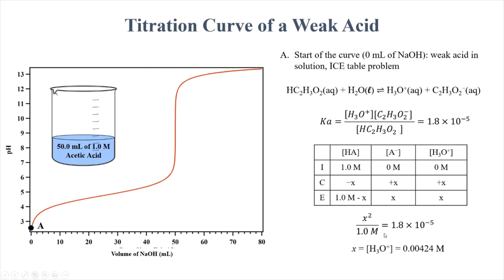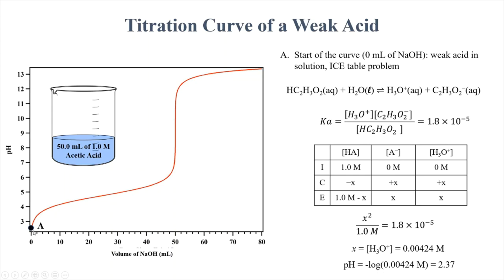So when we solve this expression, basically we take the bottom, we multiply 1.8 times 10 to the minus 5 times 1, then we take the square root, and we get a concentration of the H3O+. So again, the A minus and the H3O+ are both going to equal x, but we're interested in the pH here. So we get 0.00424 molar, and then if we take the negative log of that, we get a pH of 2.37.